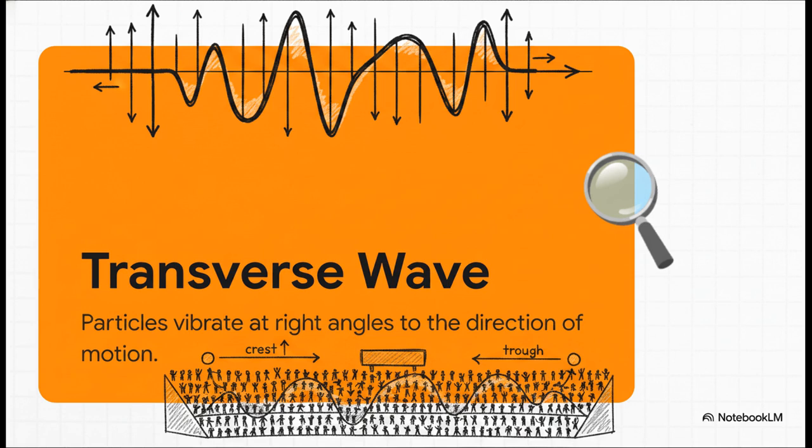Think about being in a huge sports stadium and doing the wave. You stand straight up and then you sit back down. That's your perpendicular vibration, right? But the wave itself travels horizontally all the way around the stadium. The absolute highest points of this vibration are your crests, and the lowest points are your troughs.